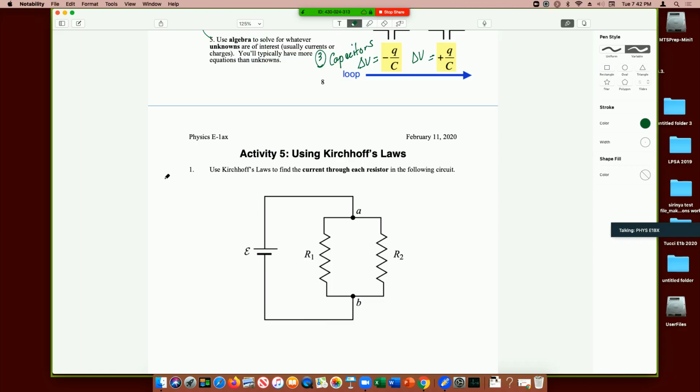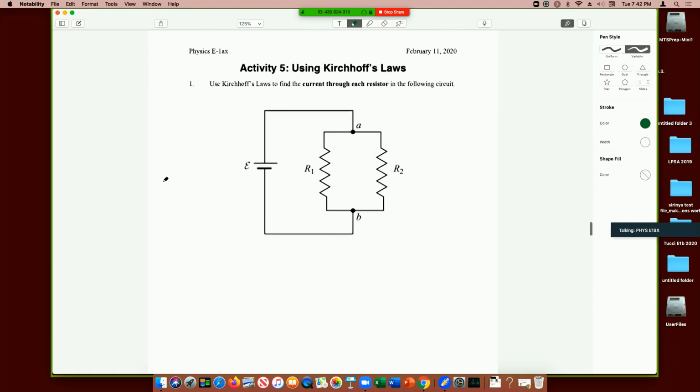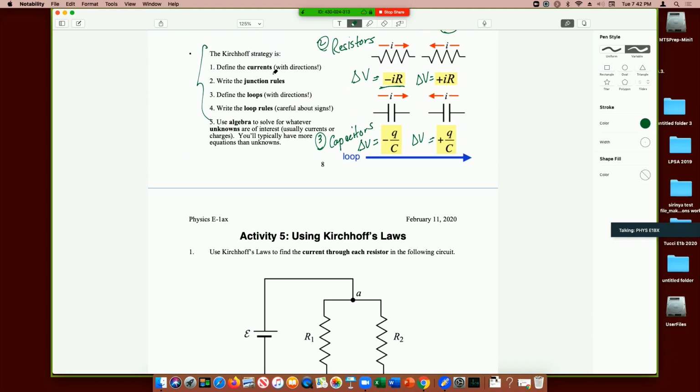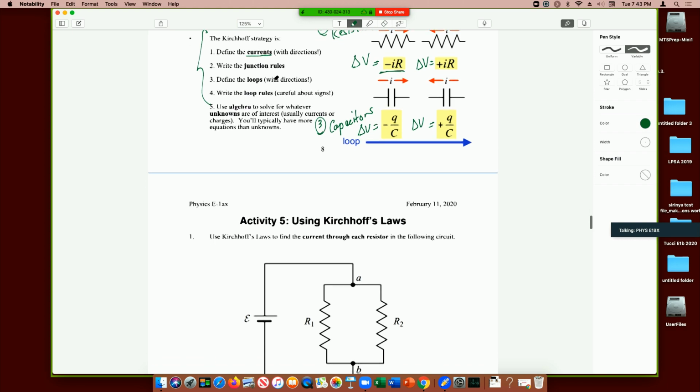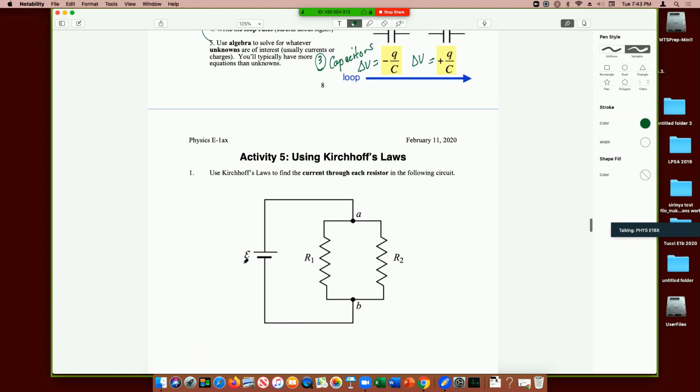The first thing that we do, the rules are outlined up here, is we label the currents with directions. So I would start with the battery. This is the positive, this is the negative. So the current is going through here. It's going to go down like this. It's going to split here. Some of it's going to go there, some of it's going to go there.